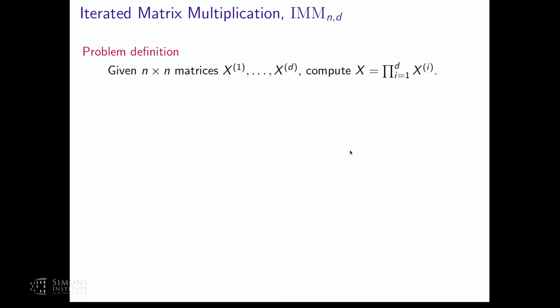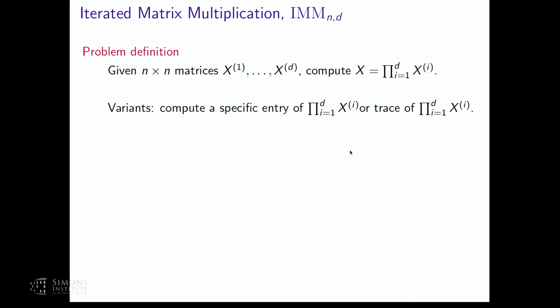As a problem, it's defined as take n cross n matrices, d of them, and try to compute their multiplication. There are many variants that one can define. For instance, you could want a specific entry from this final matrix. You could want the trace of the final matrix, and all of these are more or less equivalent.